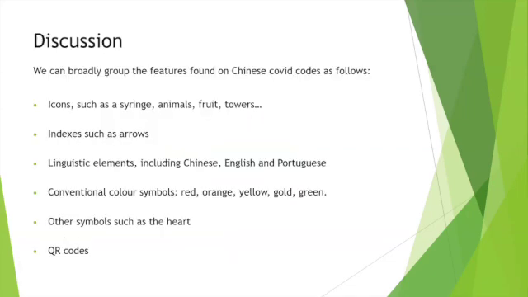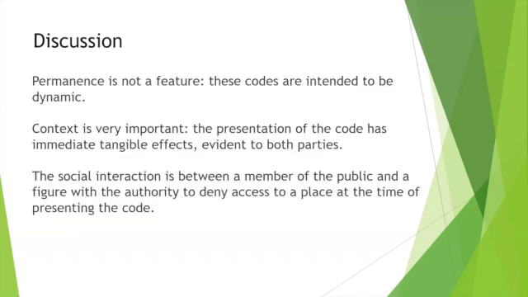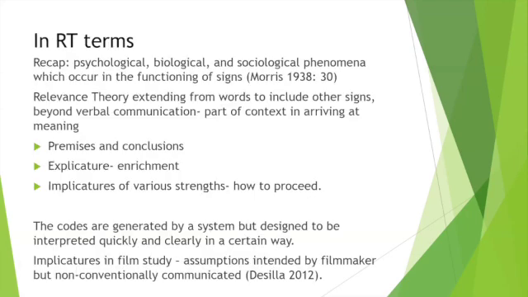So in discussion, we can look at different types of features found on them. Icons, syringes, animals, fruit, flowers, indexes, maybe more broadly, arrows, linguistic elements, colors, red, orange, yellow, other symbols, and then the QR codes. So permanence is not a feature. These codes are dynamic. The context is important. You present the code, immediate tangible effects, and the social interaction, a member of the public and somebody who could deny you to a place. So having looked at that, a quick run around of different types of code, and of course there's loads more.